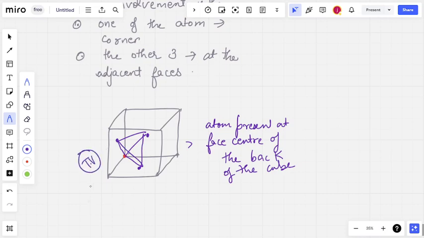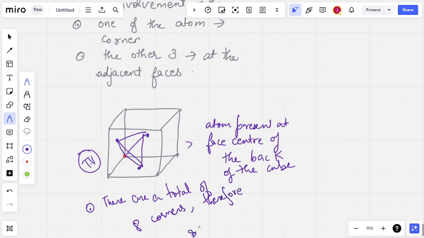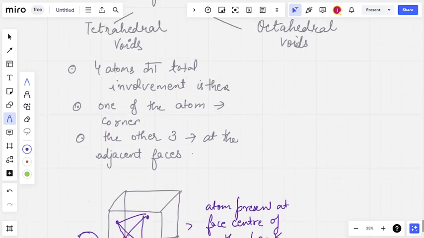There are a total of 8 corners. Therefore 8 tetrahedral voids are there.